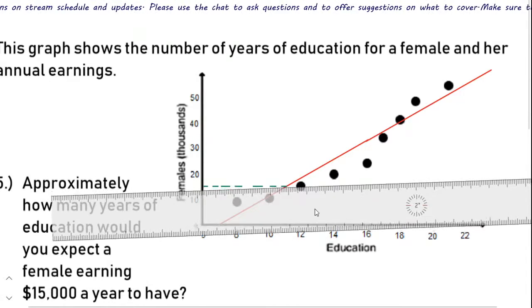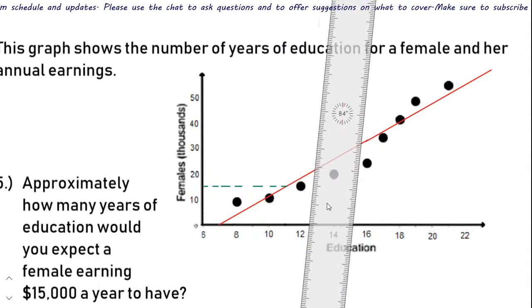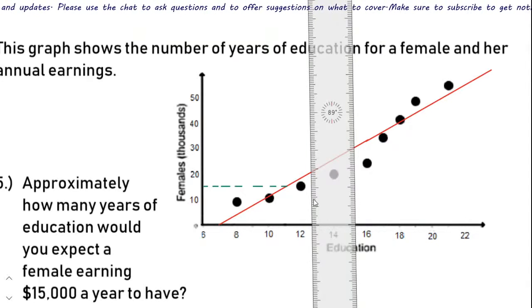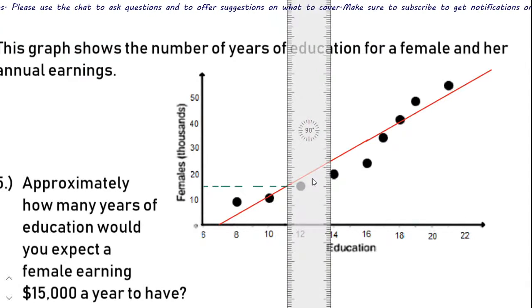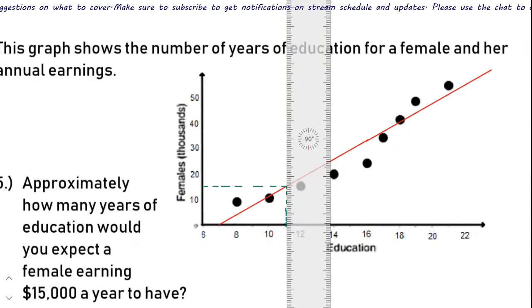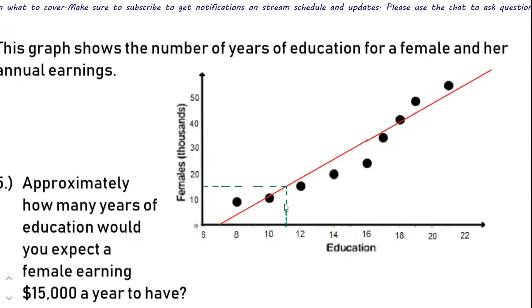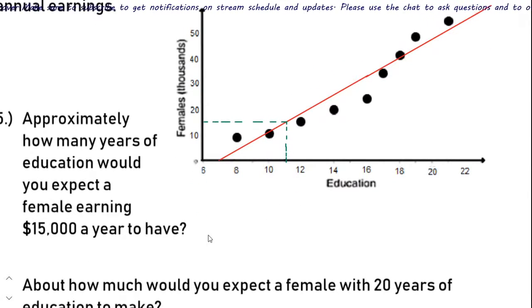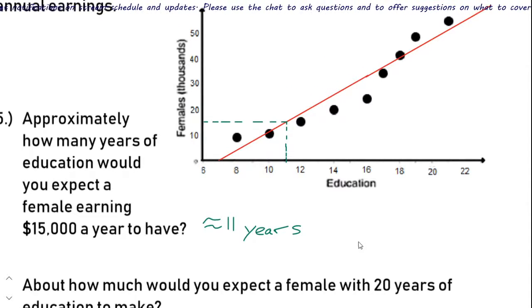So now if I wanted to look at where that is for the X, I can draw a dotted line down. So if we were to look at this, it would be about 11 years. So we would be expecting about 11 years of education.